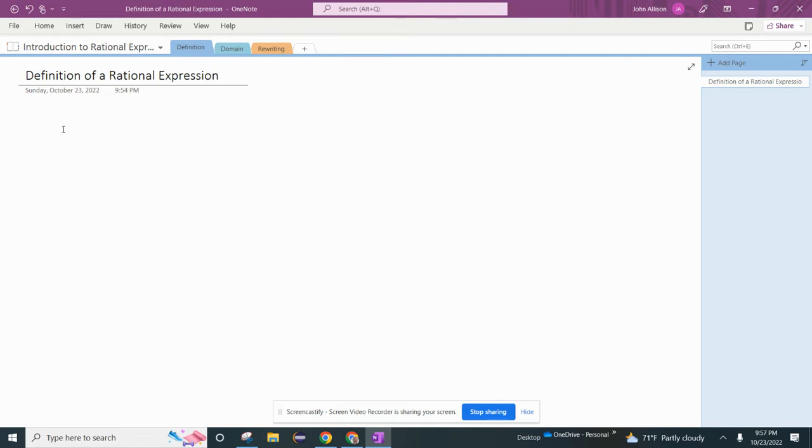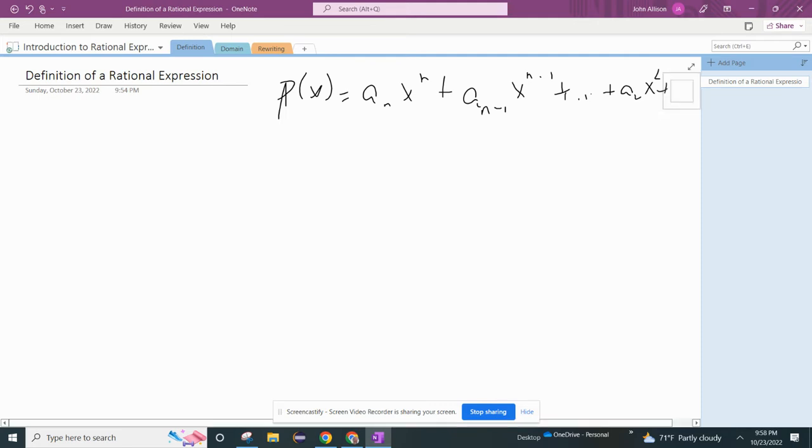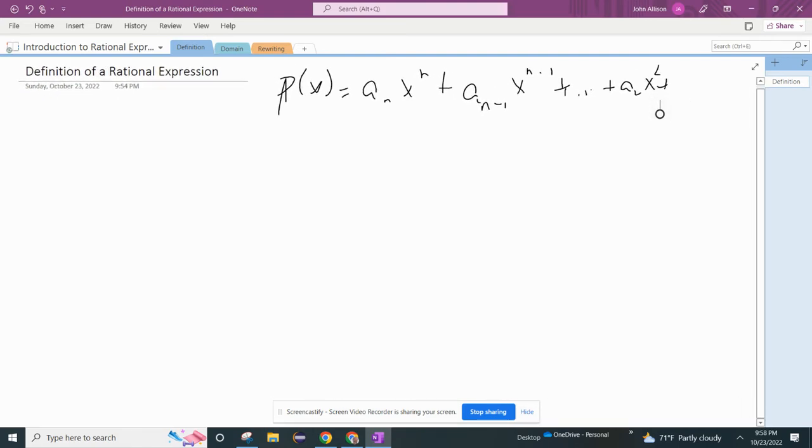We've been studying polynomial functions, and you learned that a polynomial function was anything that could be written as p of x equals a sub n times x to the n plus a sub n minus 1 times x to the n minus 1 plus dot dot dot plus a sub 2 x squared plus a sub 1 x plus a naught.